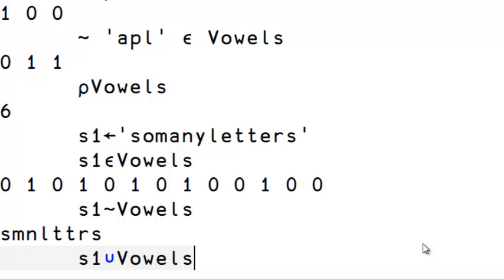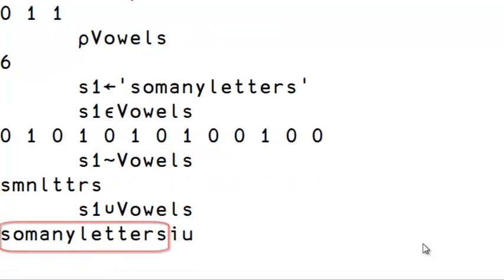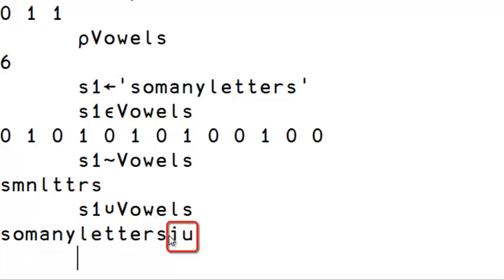If we want to have the union of the two sets, that is all the letters in S1 plus all the vowels that were not in S1, we can see that so many letters from the S1 set is still there, plus the letters I and U, which were not there.